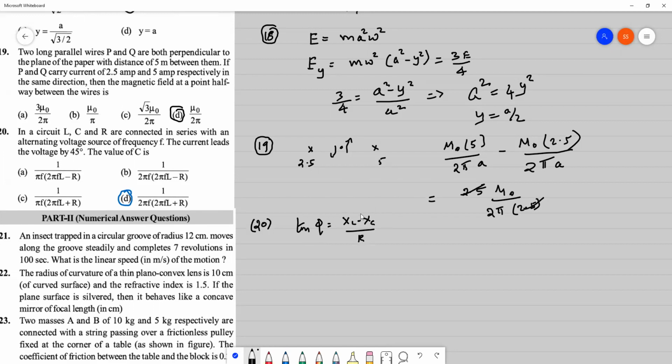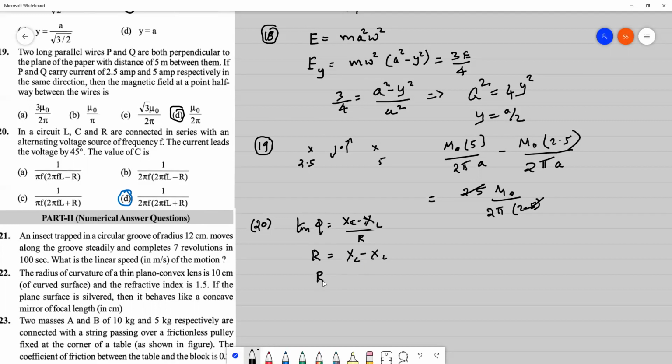So you straight away substitute this. Because the current leads the voltage here, XC is greater than XL. This is 45 degrees, so tan 45 is 1. So R should be equal to XC minus XL, bringing this R to the other side.